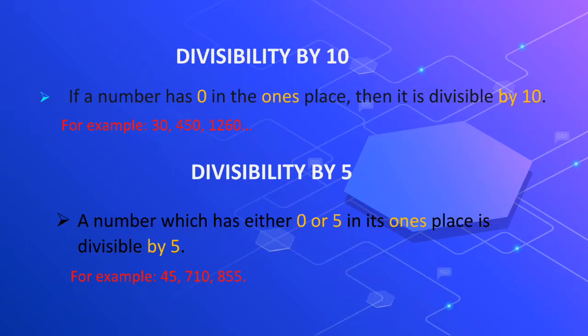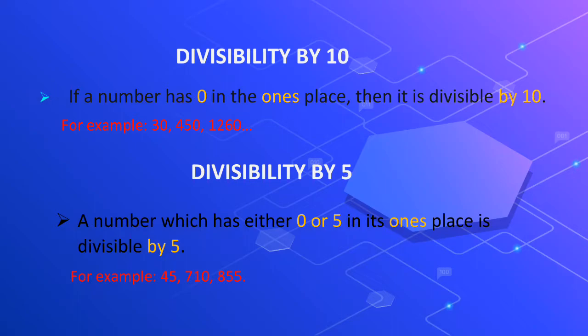Next one, divisibility by 5. A number which has either 0 or 5 in its ones place is divisible by 5. That is, for divisibility by 5, we should have the ones place either 0 or 5. Then we can say that the whole number will be divisible by 5.